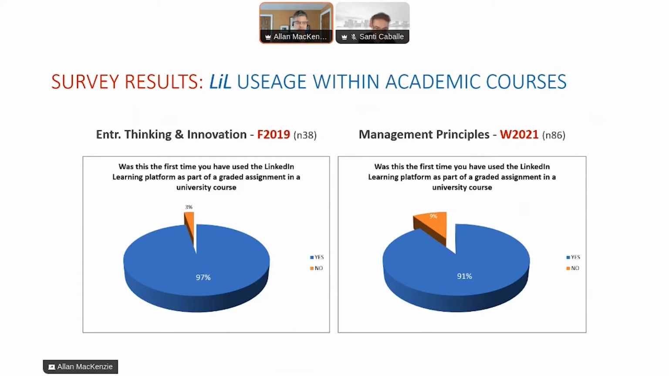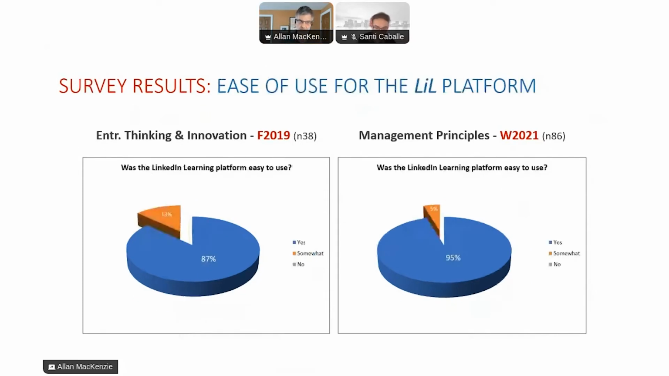I have since done this survey again in the winter of 2022, and in my Entrepreneurial Thinking and Innovation course, which moved to a winter semester, that actually has gone up to almost 30%. So there is slowly an adoption rate of using this within not only my courses, but across other undergraduate curriculums in the W. Booth School of Engineering, Technology, and Practice, where I teach at McMaster University.